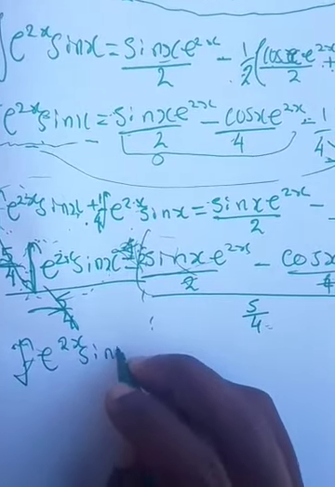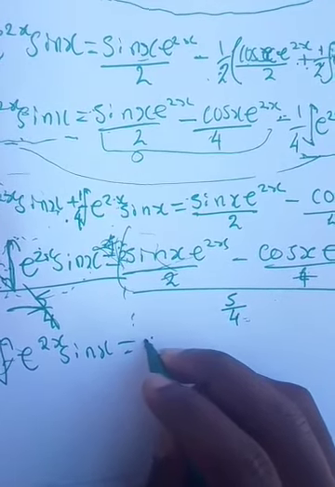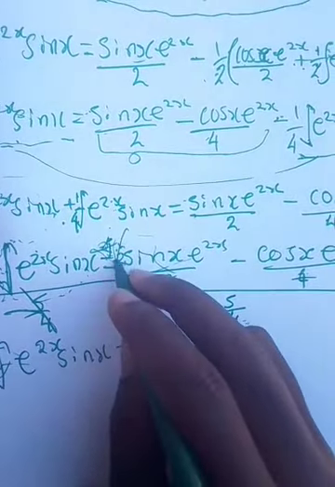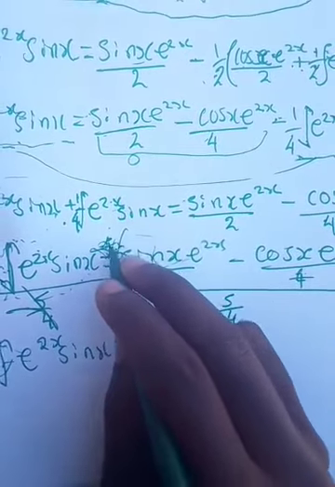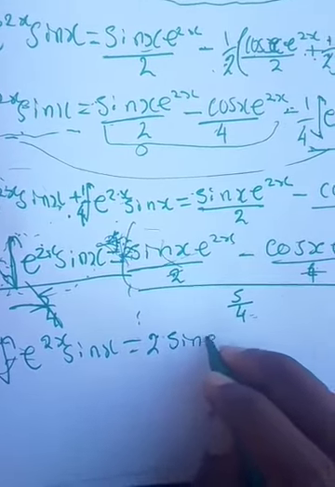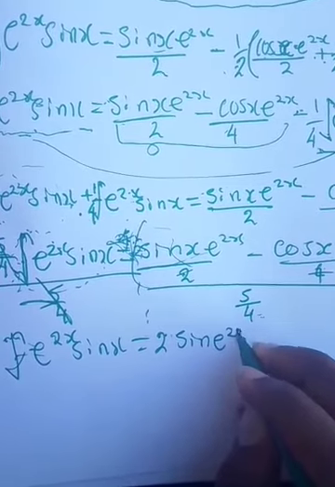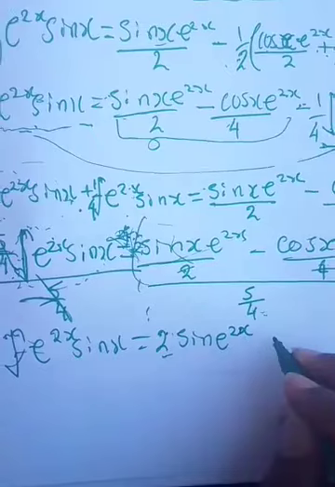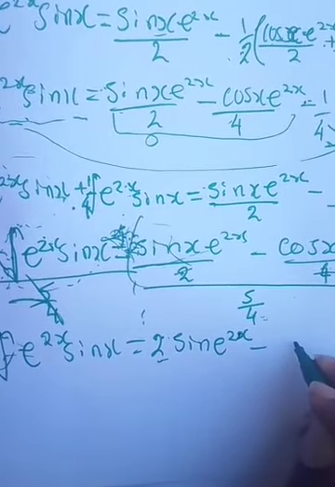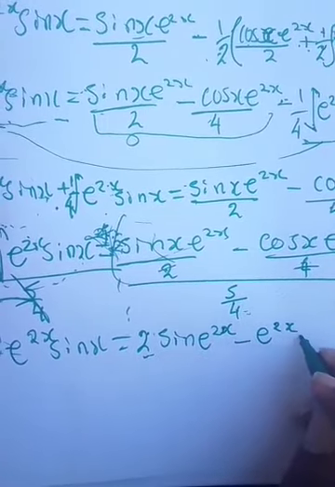So our final answer is going to look like this. 2, which is what we got after this one, it was divided into 4, right? So it's going to be 2 sine e to x minus e to x cos x, which is just the same thing.